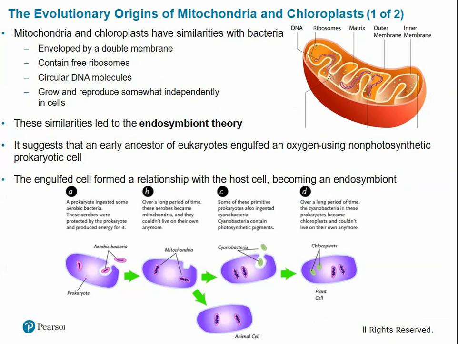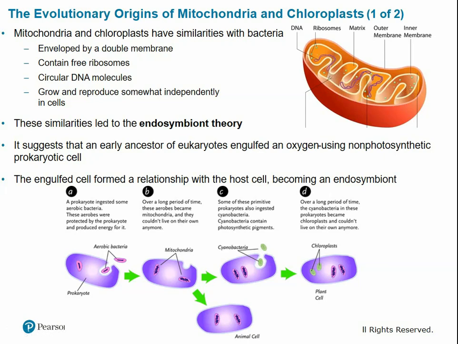Both are going to be enveloped by double membrane. They have their own ribosomes. And the ribosomes are the smaller type that are more commonly found in prokaryotes. Remember we said eukaryotes just have larger ribosomes. Well, mitochondria and chloroplasts have those small type of ribosomes. They also contain their own DNA in a circular chromosome, which again is only found in prokaryotes.